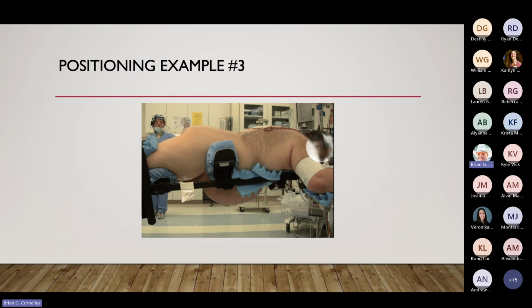So this is somebody prone on that Jackson frame, and this is what I'm talking about. You see how there's these pads that are kind of holding him up? One, they're not properly positioned.